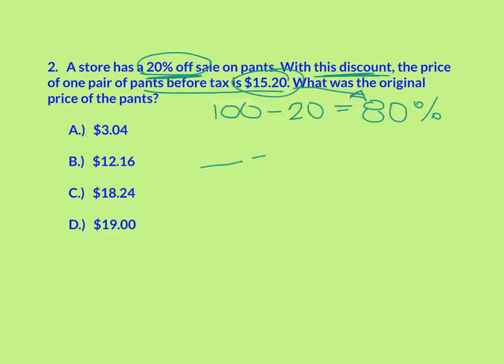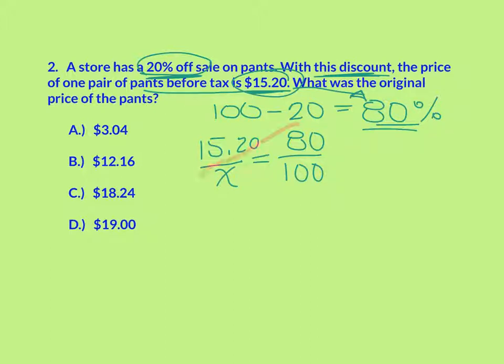So because it's not just finding the percentage, I really prefer, and I think you'll probably prefer, to use the percent proportion. So we've got 100 minus 20, that's our 80%. So our 80, we know, is going to go over the 100 on this side. That's our percent. And we know that 15.20 is that 80%. So the is, of course, goes on the top. And this is the number we don't know.